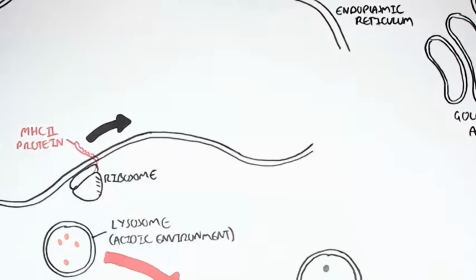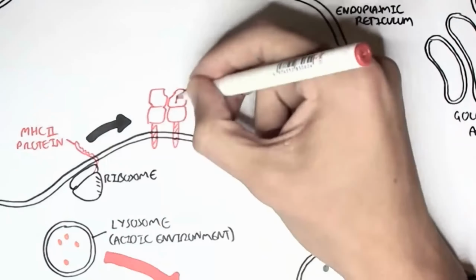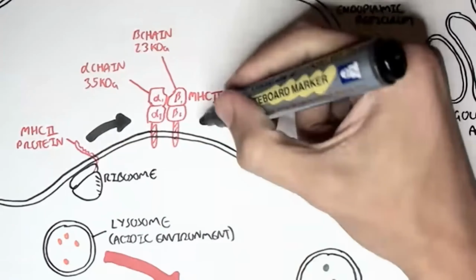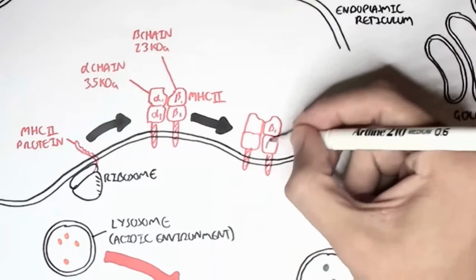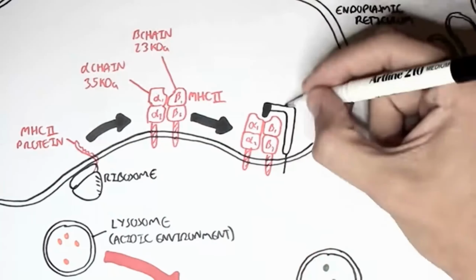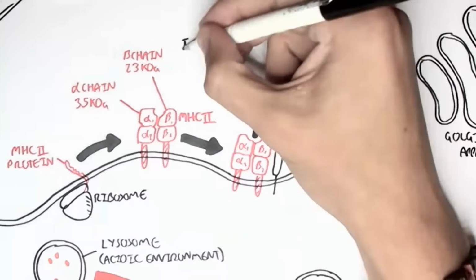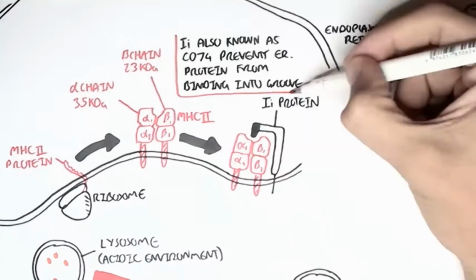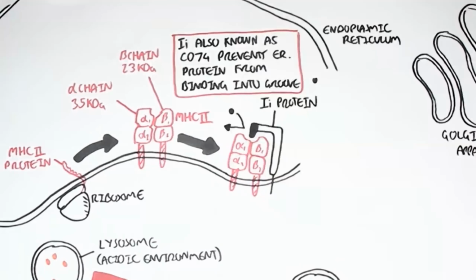The MHC class 2 is made up of alpha 1 and 2 domains and beta 1 and 2. The alpha portion is about 35 kilodaltons in mass, and the beta is about 23 kilodaltons. The MHC class 2 will have another protein interacting with it as soon as it's synthesized. This protein is called the invariant chain, better called actually, I think it's the CD74, which will prevent endoplasmic reticulum proteins from binding onto the MHC class 2 groove. So it will prevent these sort of peptides from binding onto the groove here.